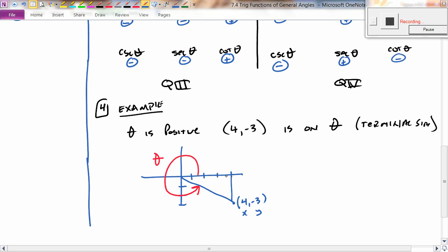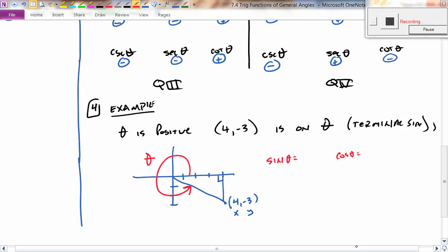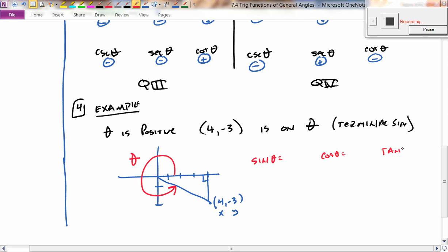And then I could always draw a right triangle down here. So our goal is to figure out what the sine, cosine, tangent, and all that stuff are. So I'll set it up. Sine theta is going to be something, cosine theta is going to be something, and tangent of theta will be something. And once I have all those, I have the ones below it.